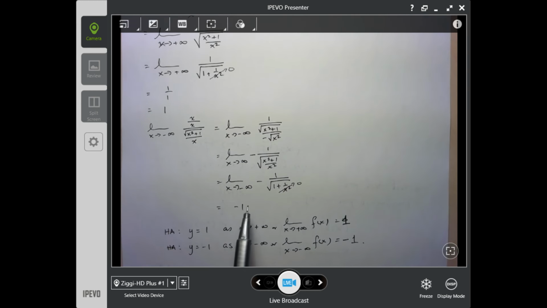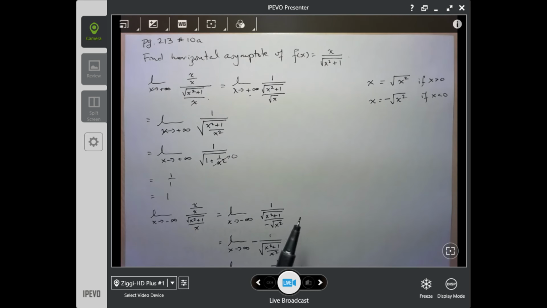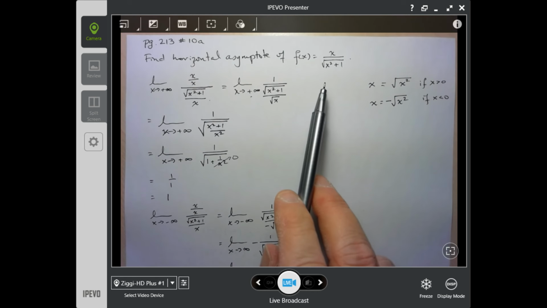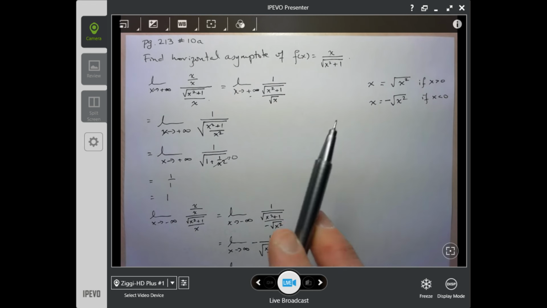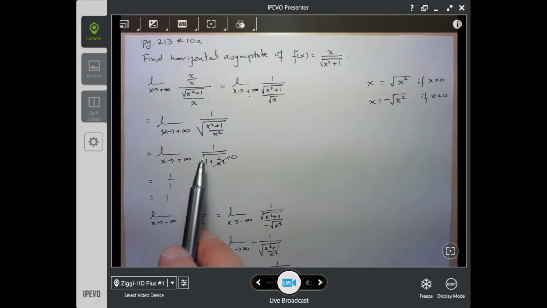And what you should do is sketch a graph of this function on Desmos, and you should see a horizontal asymptote of 1 as we approach positive infinity, and a horizontal asymptote of negative 1 as we approach negative infinity. All right, that's it for this one.